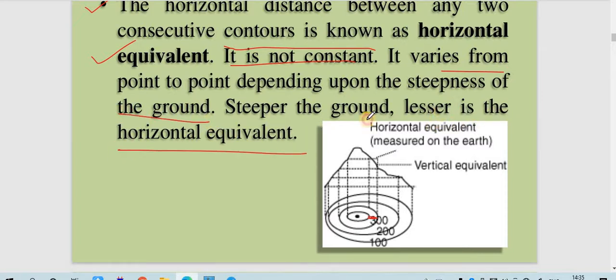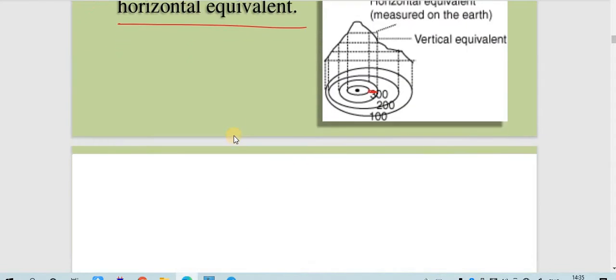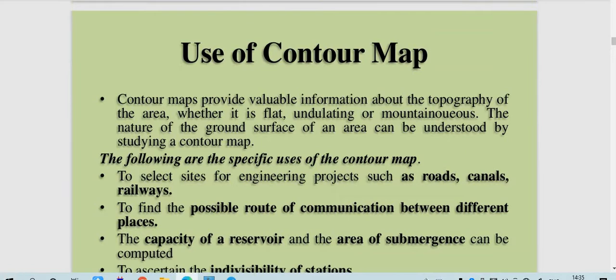So if the ground is steeper, the horizontal equivalent will be lesser. Okay, so this is related to horizontal equivalent. Then we will start with the uses of contour map, where we will use this contour map.